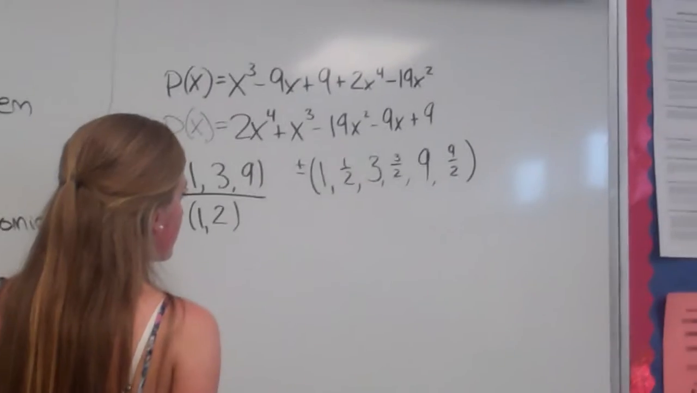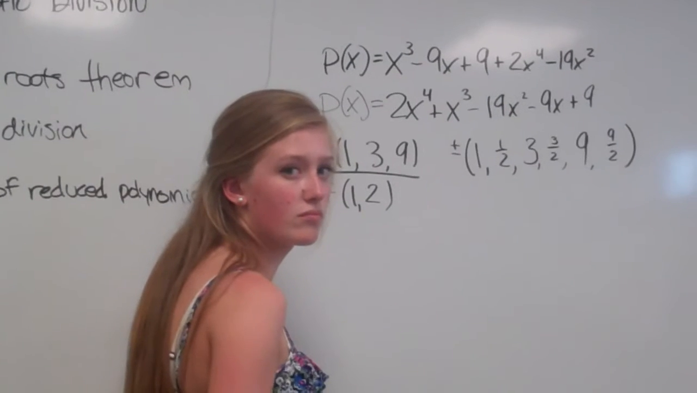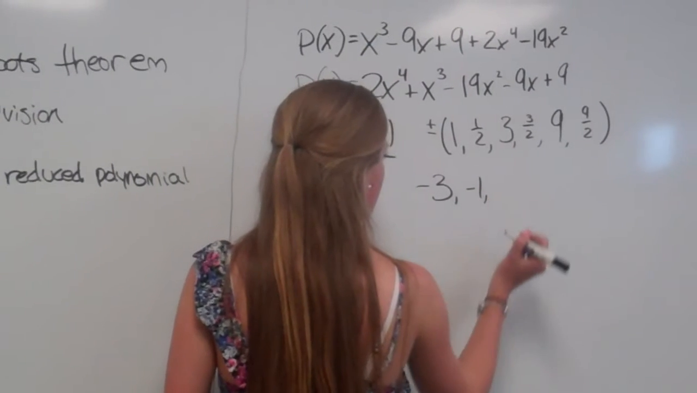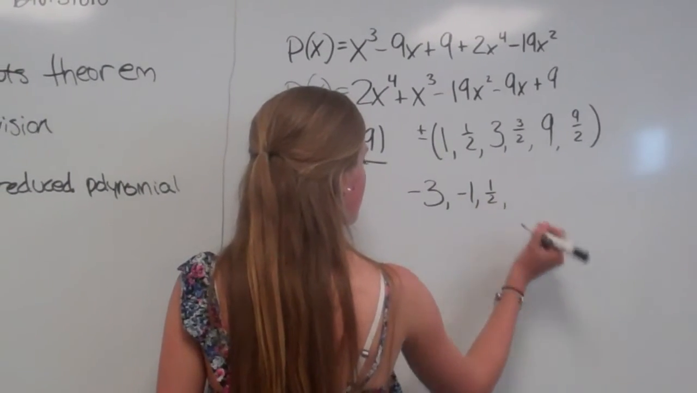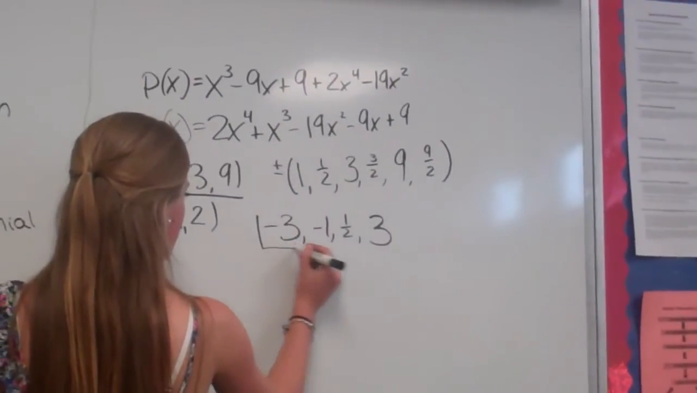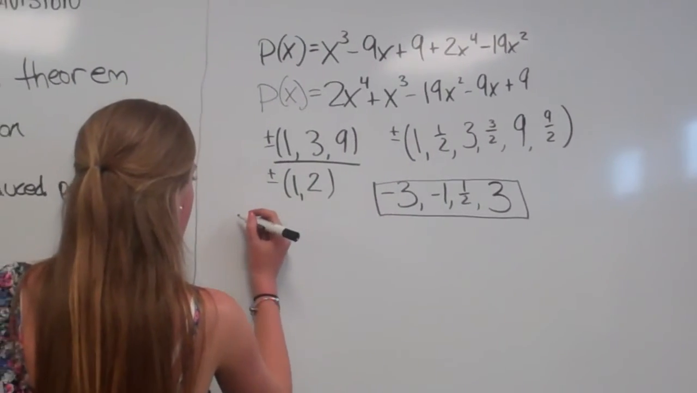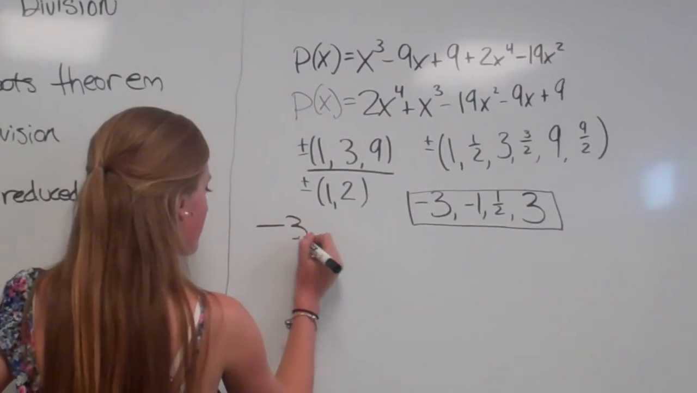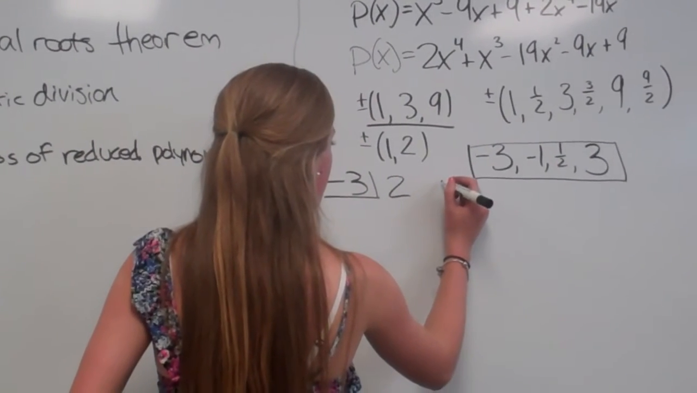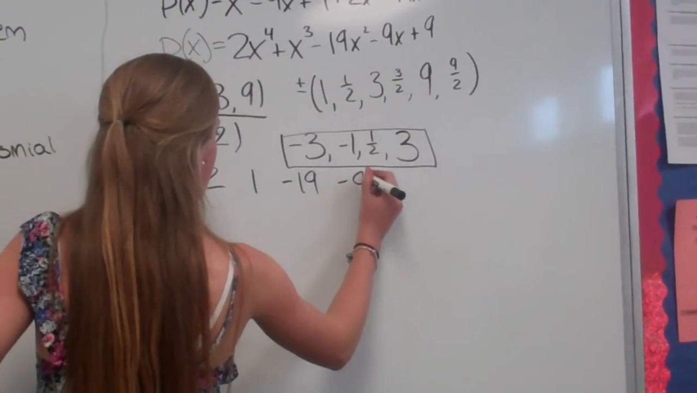To determine which zeros you should test first, graph it on Grapher, and the possible zeros from Grapher are negative 3, negative 1, 1/2, and 3. So then you would use synthetic division to find out if these zeros are real. So in your box you would have negative 3 as your first number. And your numbers across the top are 2, 1, negative 19, negative 9, and 9.